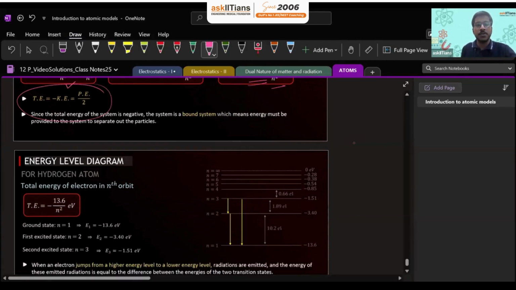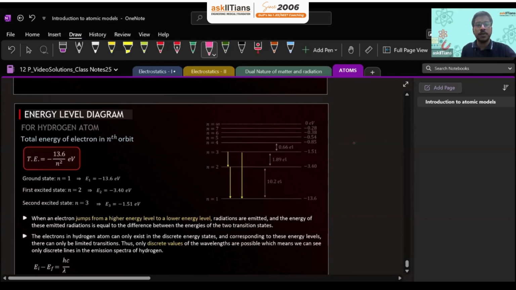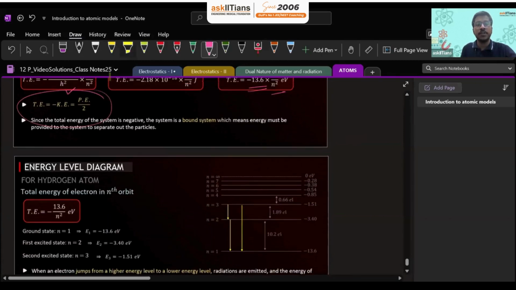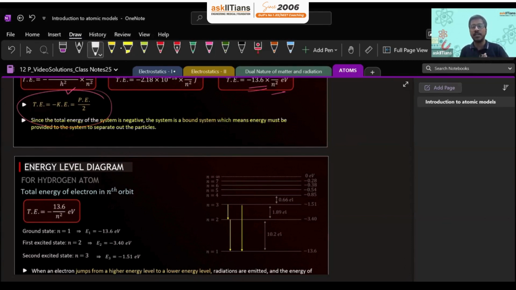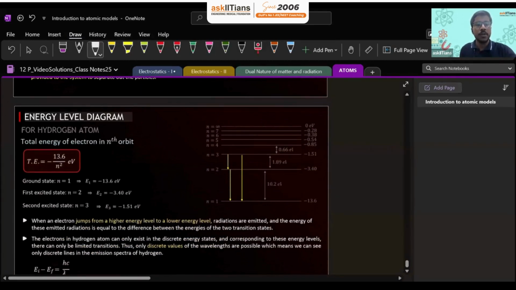Okay, and one more point which is very important here. Since the total energy of the system is negative, the system is a bound system, which means energy must be provided to the system to separate out the particles. So whenever you see a negative value in the energy, that means it's a bound system, right? So total energy is minus 13.6 z square by n square.